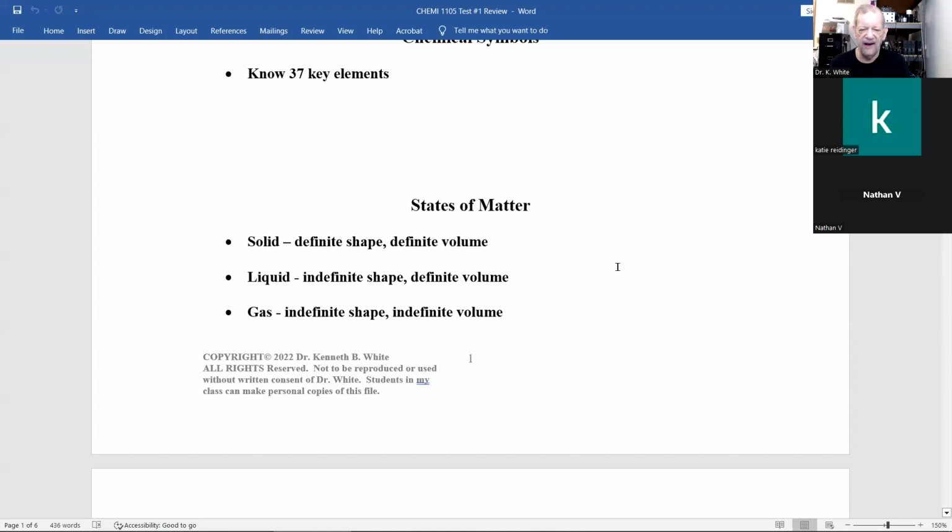Now, an important area I talked about was the three states of matter. That's solid, liquid, gas. You should know it. Solid has definite shape, definite volume. Liquid, indefinite shape, definite volume. And gas, indefinite shape, indefinite volume. So you should know the 3 states of matter are solid, liquid, and gas, and what defines them by shape and volume.